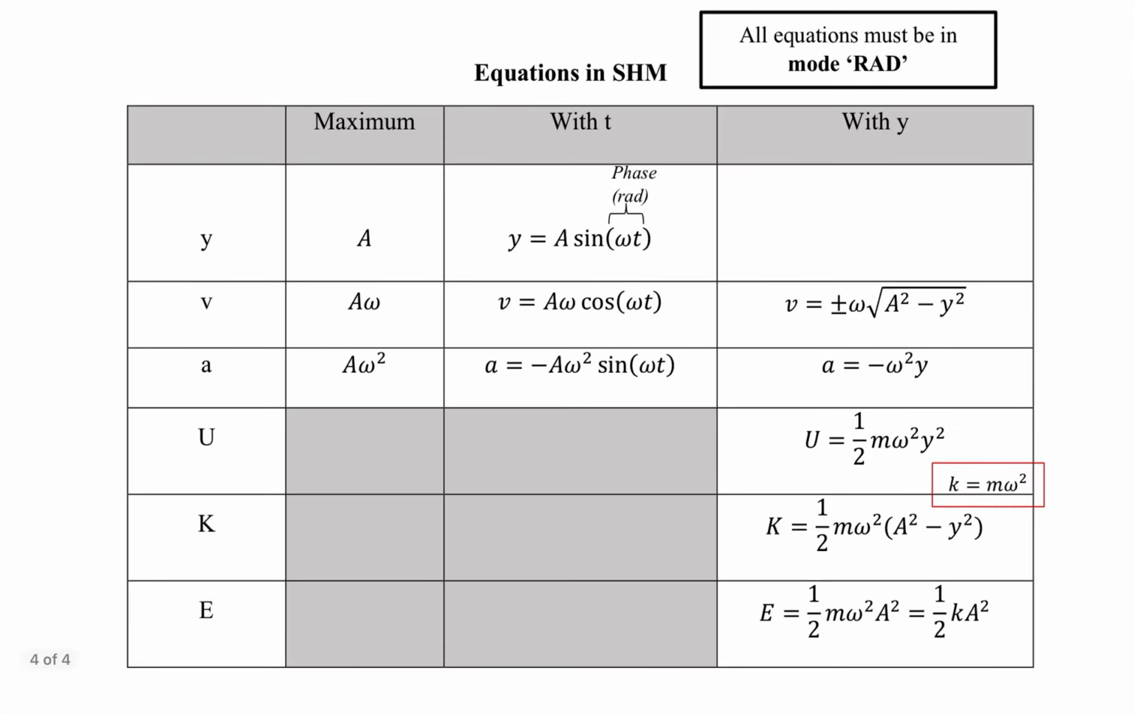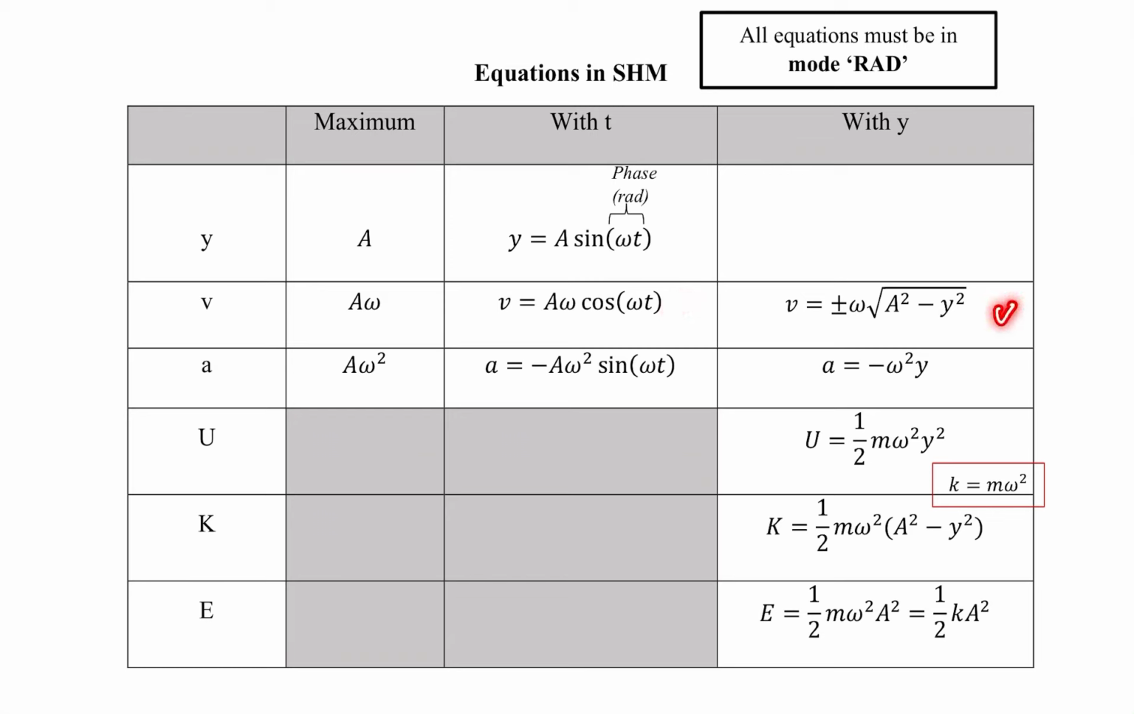Okay, so equations in simple harmonic motion. First of all, make sure that your calculator is in radian mode. We have y, which is the displacement. The maximum displacement is the amplitude. The equation is y equal to A sin omega t. The term omega t is called the phase. V maximum is A omega. Then here v equal to A omega cos omega t.